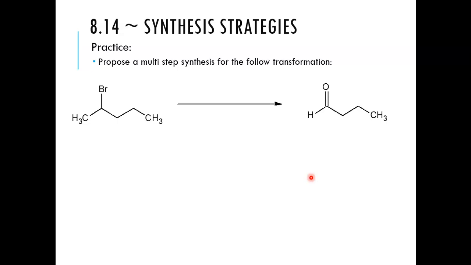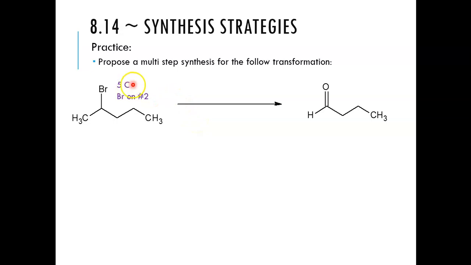So here's our question. It says, propose a multi-step synthesis for the following transformation. So we have two structures here. We have our reactant, we have our product. The first thing I like to do is to take inventory.